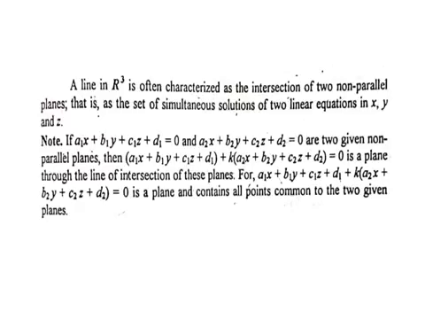As we have said, a straight line is obtained as an intersection of two planes. So this is actually the equation of the plane through the line of intersection of these planes: a1x plus b1y plus c1z plus d1 plus k times a2x plus b2y plus c2z plus d2 equals 0 is a plane and contains all points common to the two given planes.